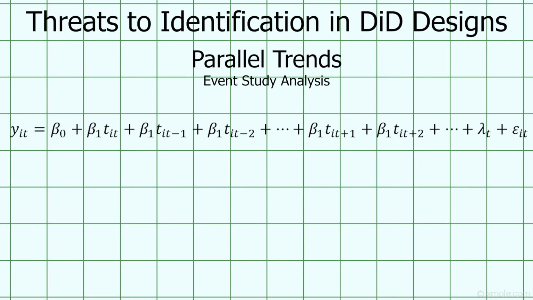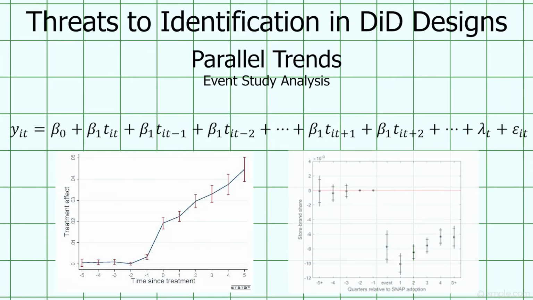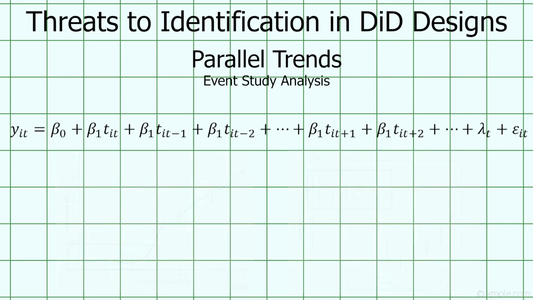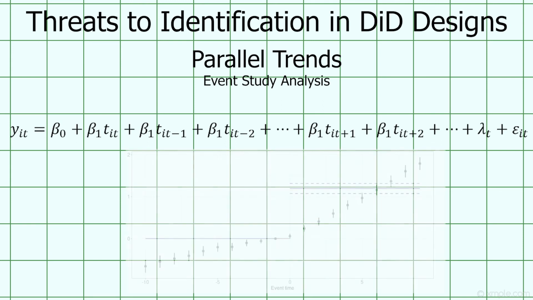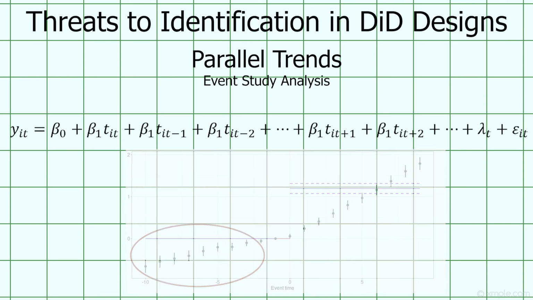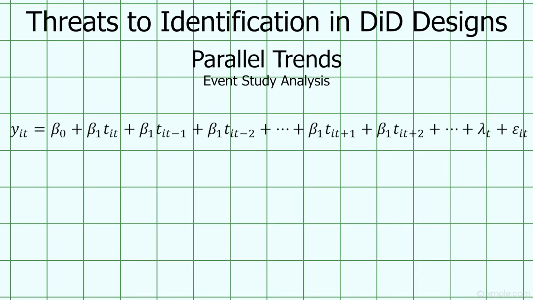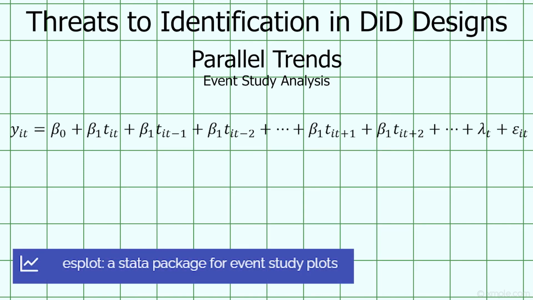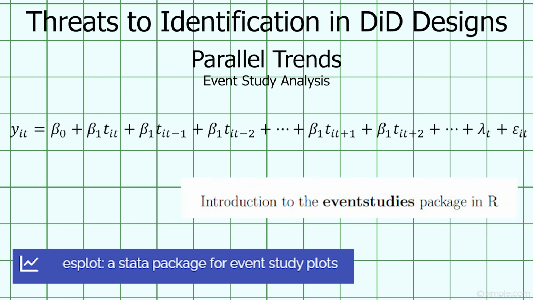For example, the parallel trends assumption is probably met in these graphs, since there's no difference between the treated and control units in the pre-treatment periods, but is probably violated in this graph, since we find big differences between the treated and control units even in the pre-treatment periods. There's software, like the Stata module ESplot or the R package event studies, that can generate these types of graphs for you.